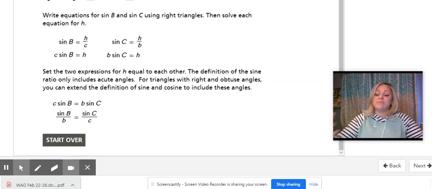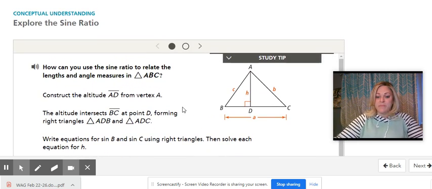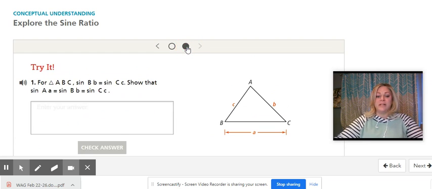And basically what this finds out is if you have a sine of either one of those angles, the sine of B over B will equal the sine of C over C. This is part of the law of sines. And this is the explanation in which how it came to be. So if I find B, the sine of B over this B will be equal to the sine of C over this C. And we'll go over that more in a little bit.